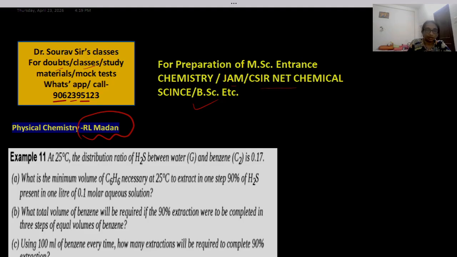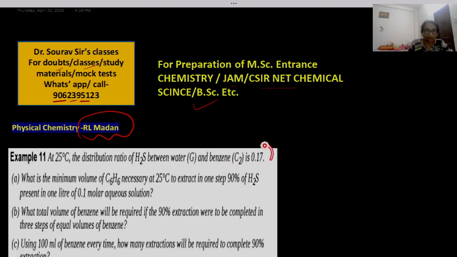So now start for a problem, solution of a problem. Today's problem is based on the distribution law. What is the problem? First we will read the question. The question is: at 25 degrees Celsius, the distribution ratio of hydrogen sulfide gas between water and benzene is 0.17.